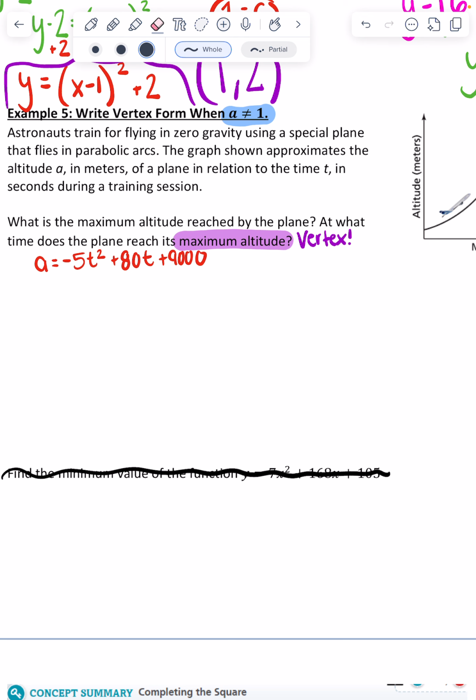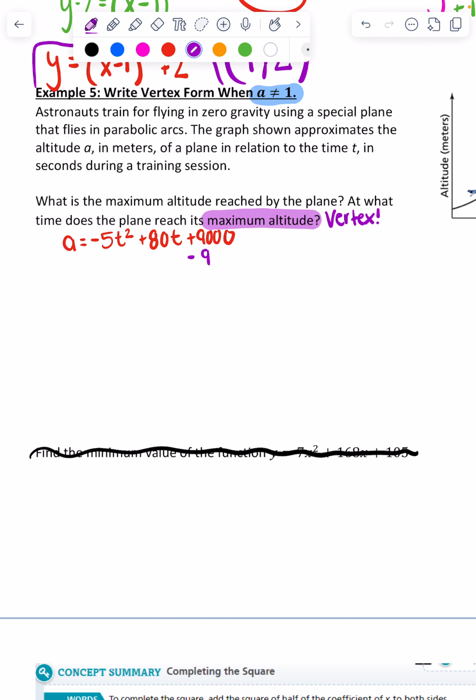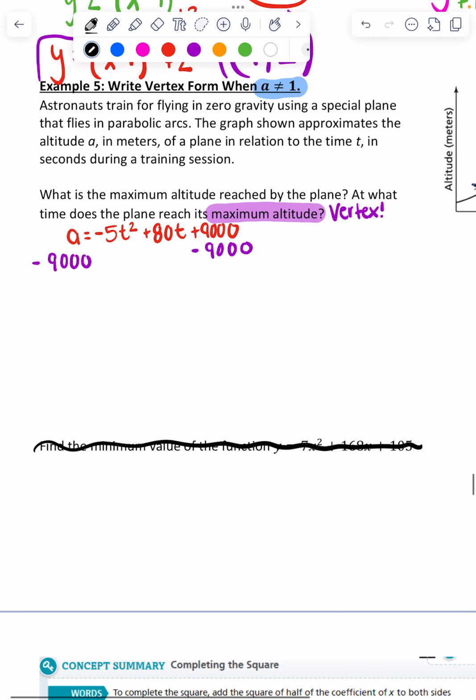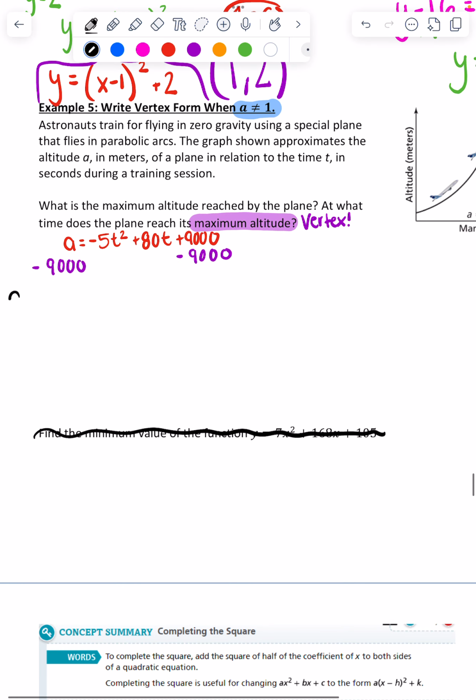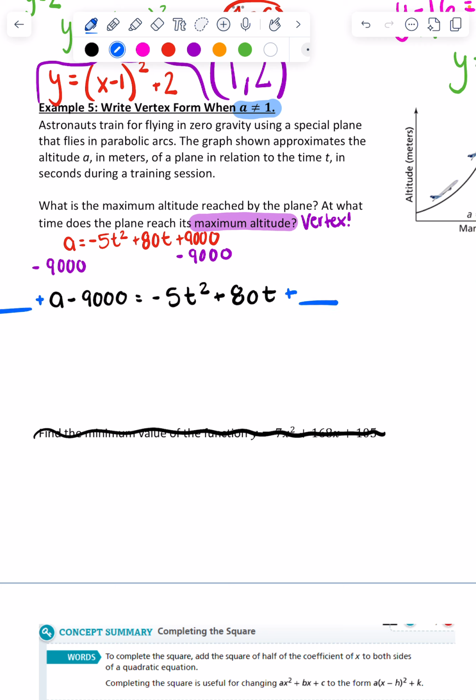All right, so first step, just like we did before, we want to get rid of that c value. The c value that we start with is not going to give us a perfect square trinomial. So we need to subtract it away, move it over to the other side. And when we do, now we have a minus 9,000 on the left-hand side. And on the right-hand side, we're left with -5t squared plus 80t. At this point in our last example, we were ready to add our blanks on both sides. Now, here's the kicker with this question.